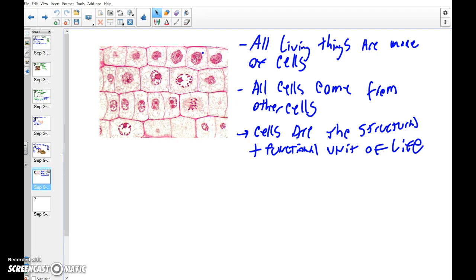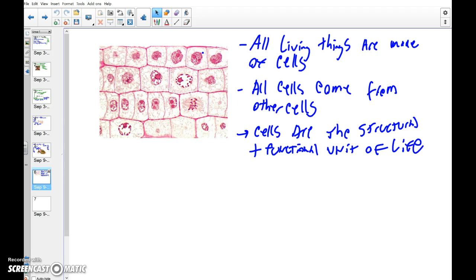See, one of the key and most fundamental aspects of all living things is that all living things are made of cells. All living cells come from other cells, and cells are the structural and functional unit of life. So you have to be very clear on this. If you are alive, you are made of cells. Okay? There's no argument, there's no discussion. All cells come from other cells.